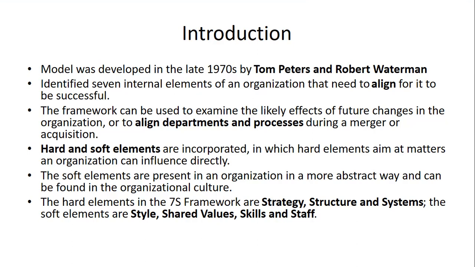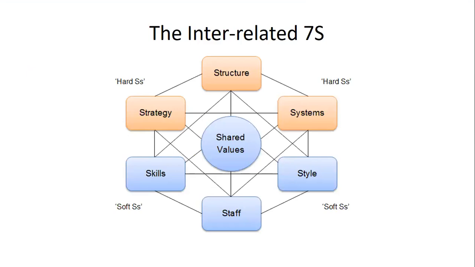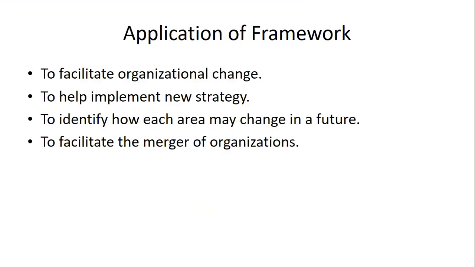We are going to talk in detail about the soft elements and the hard elements. So what does the 7S framework stand for? It has hard and soft elements, but overall it is strategy, structure, systems, style, values, skills, and staff. We are going to see them one by one. This is how it is related diagrammatically, but let us go for the explanation properly.